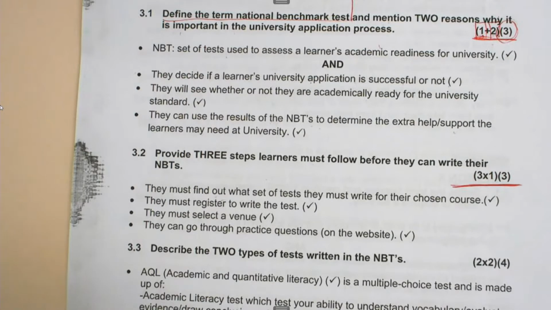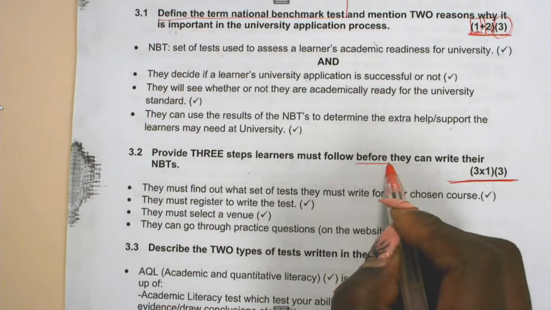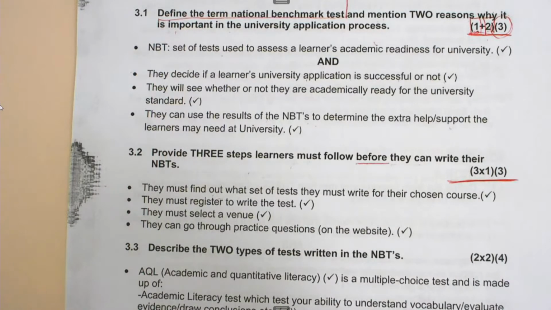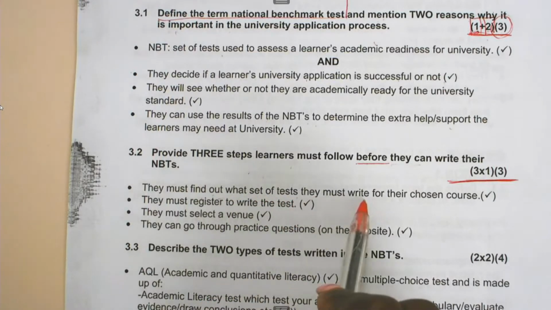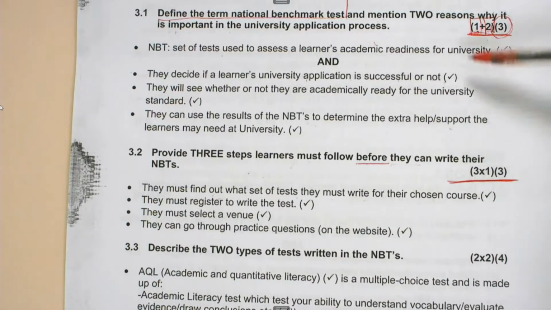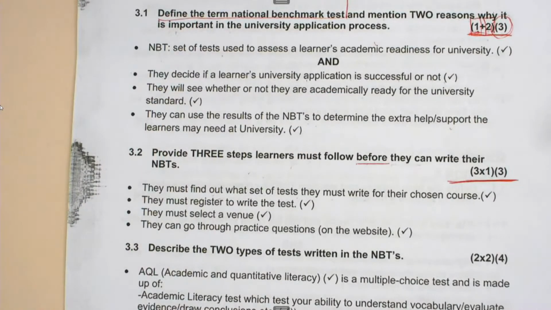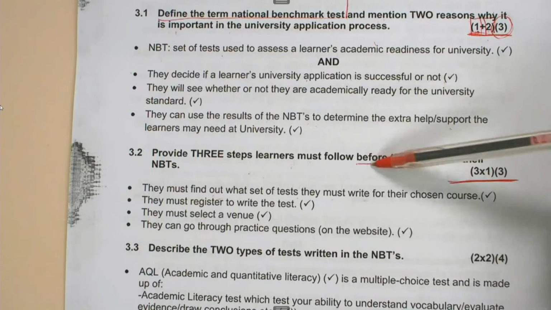Remember, we're providing what? 3 steps learners must follow before, this is very important, before they can write their NBT. It means they must find out what set of tests they must write for their chosen course. Each and every learner, when they apply to university, might be called for the NBT, looking at their results. They must register to write the test. You are not just going to write the test, but now the steps that you need to follow.